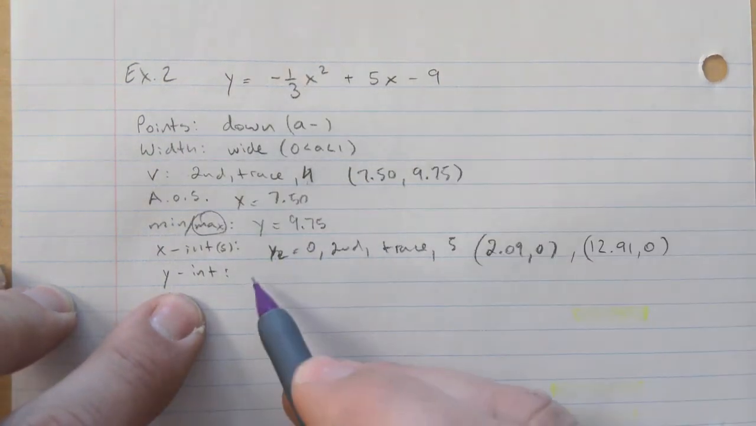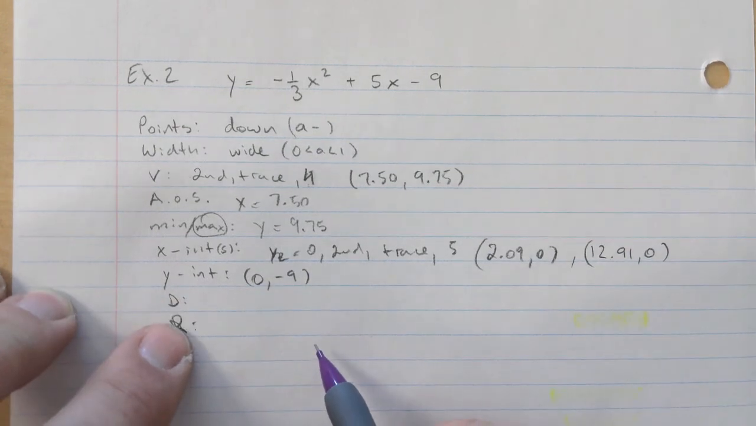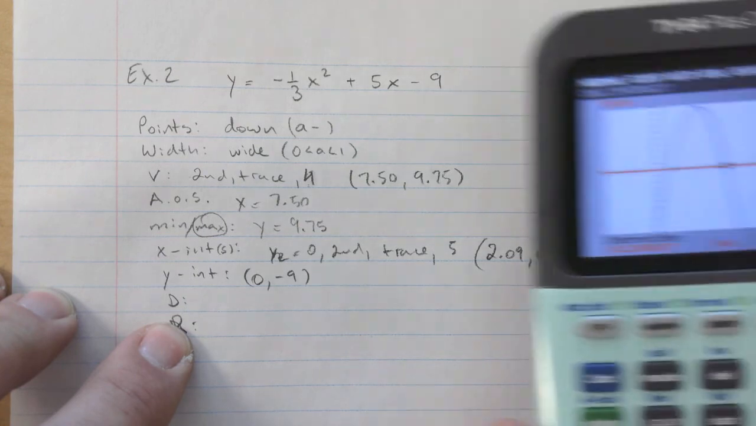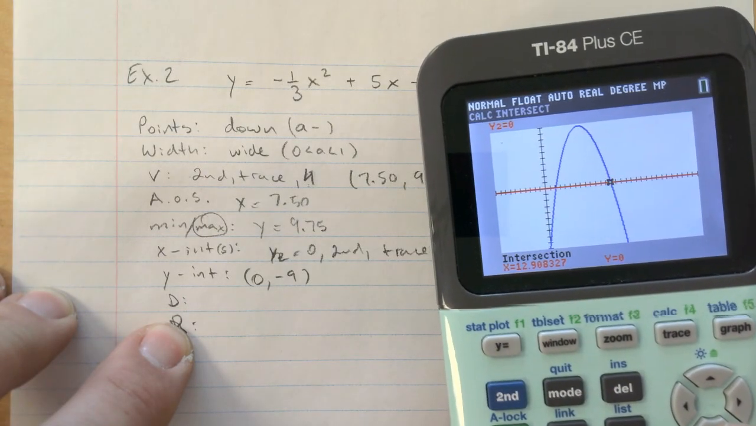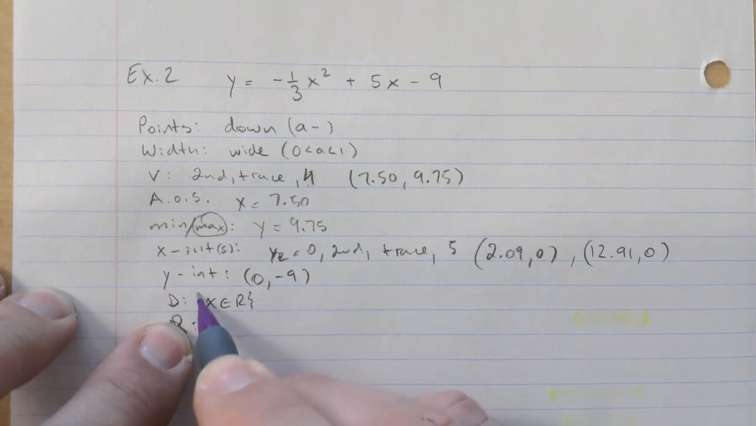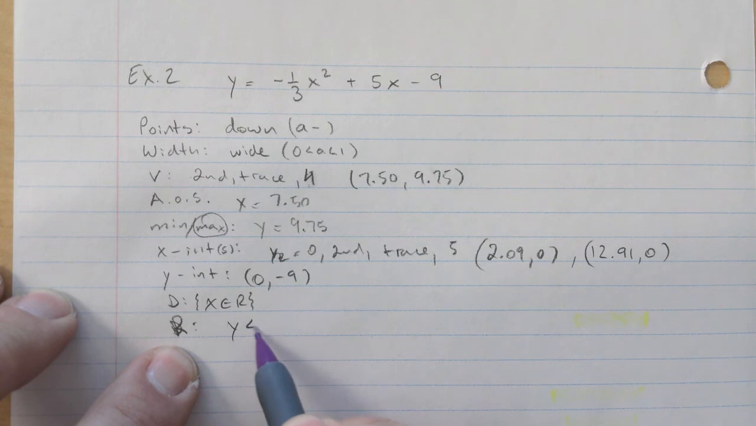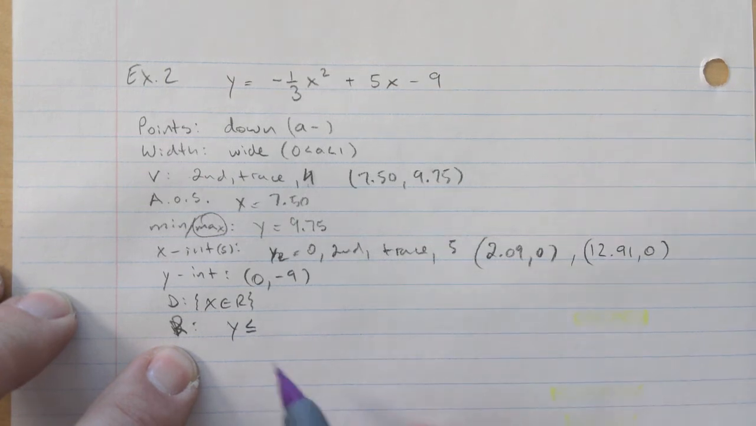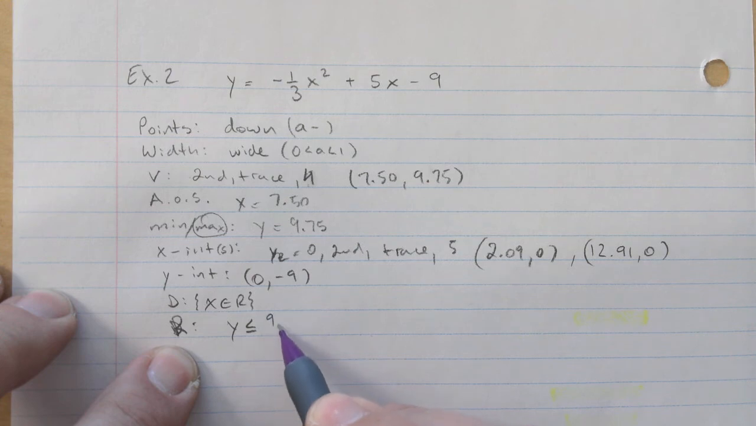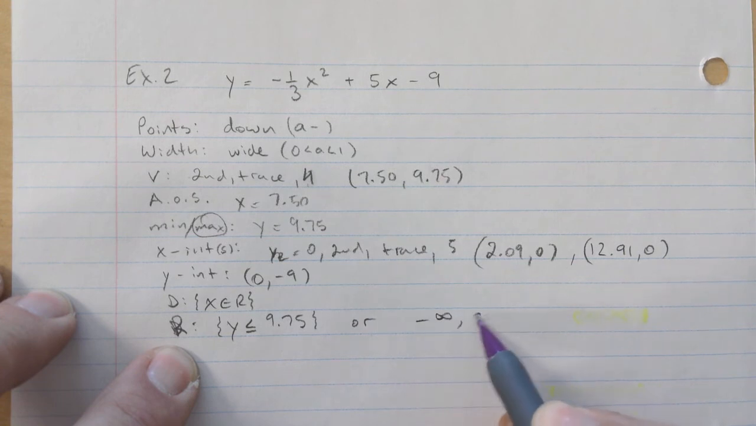Y-intercept, I'm just going to use the shortcut because it's in standard form. And you can actually see it on my screen though. It wouldn't be a big deal finding it there. Because we're running out of time, I'm just going to do this. My range is going down, right? The parabola is opening down, so it would be less than 9.75, or negative infinity to 9.75.